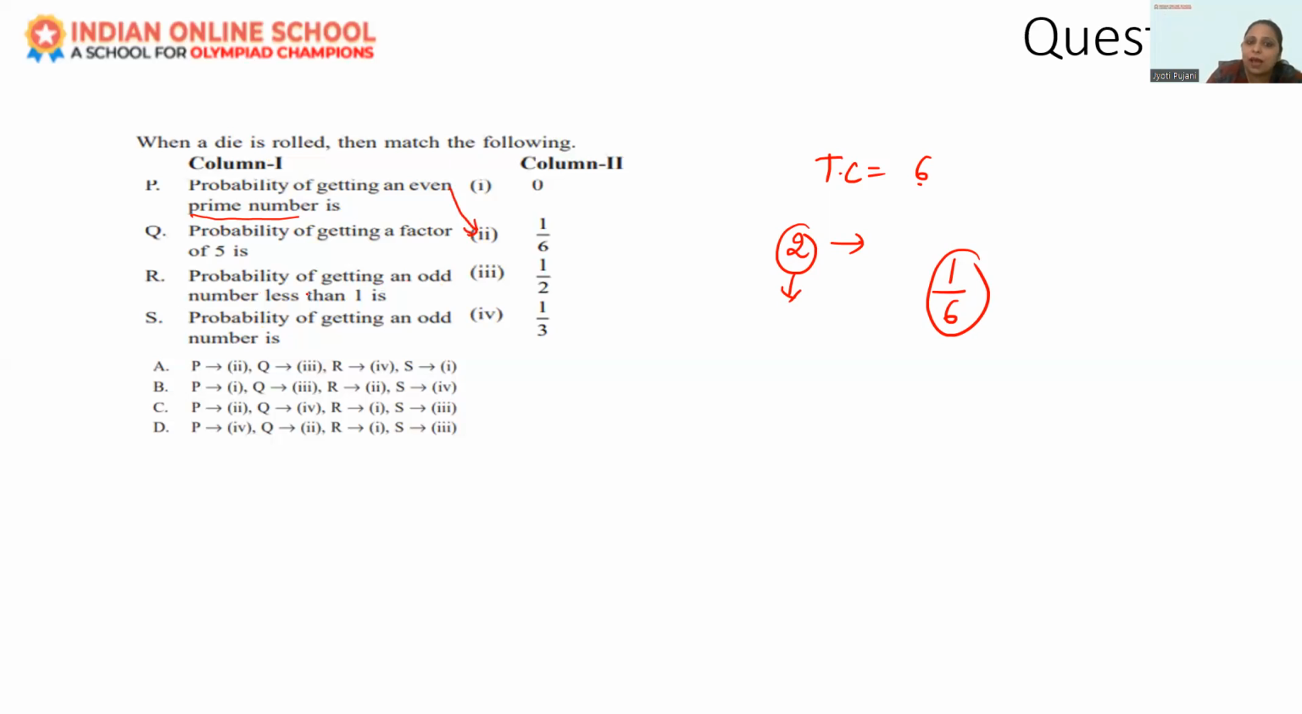So first I will mark where P belongs to 2 out of the options. So here, out of A or C, the option can be answered. B and D are incorrect because they are saying P belongs to 1 and 4. So this cannot be answered.